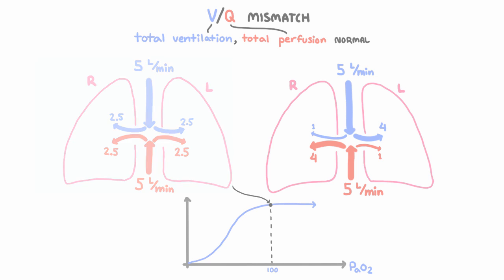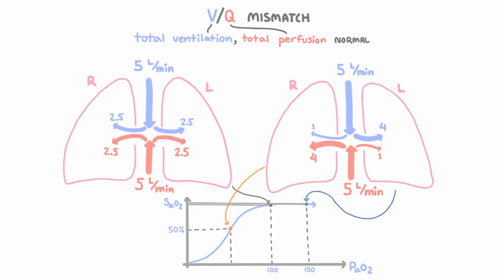But then let's look at what happens in VQ mismatch. The right lung has a lot of blood, but not much ventilation. So the oxygen content in the blood leaving that area is going to be quite low. And the oxygen saturation might be only 50%, much less than the normal situation above. But what about the left lung? The PO2 in the blood leaving that region is going to be very high because there's so much more ventilation than perfusion to that lung. So perhaps that left lung is operating way out here around 150 millimeters of mercury. But look, that's hardly any more hemoglobin saturation or oxygen carried than in the healthy lungs above.